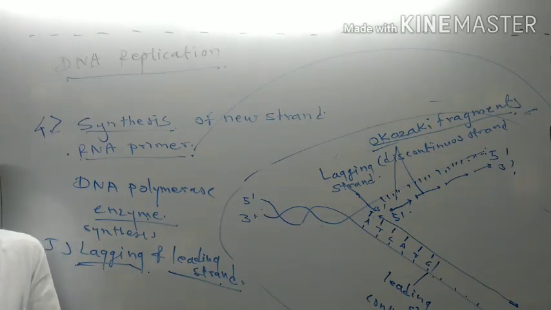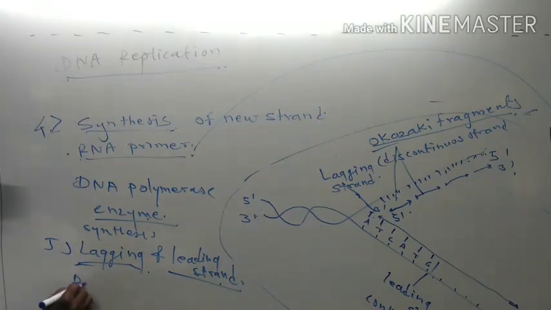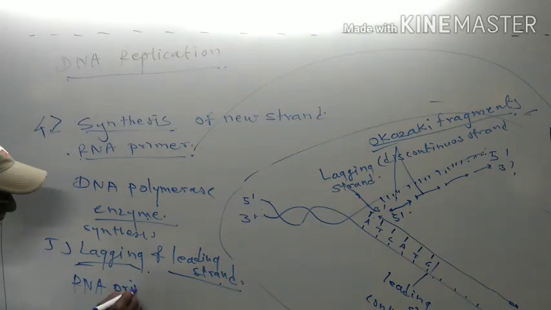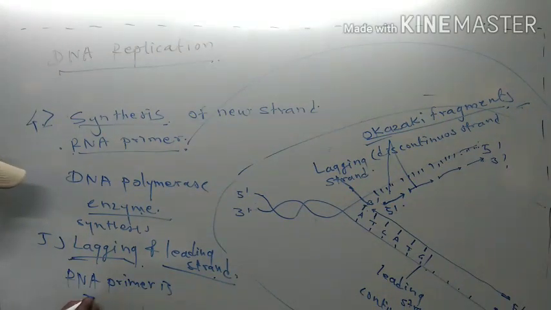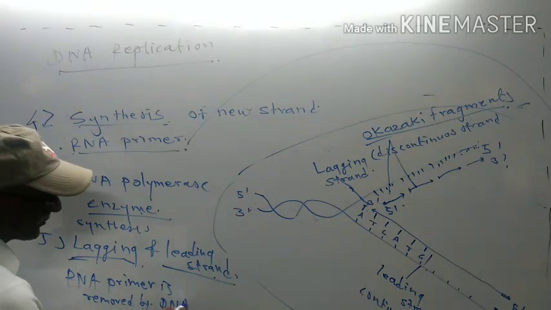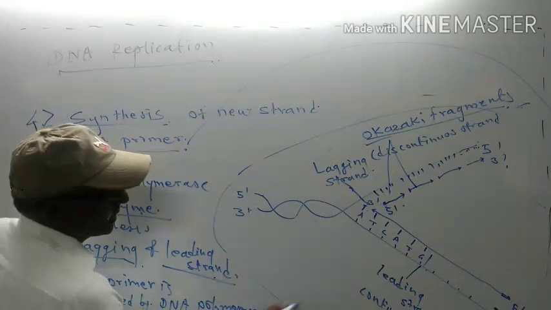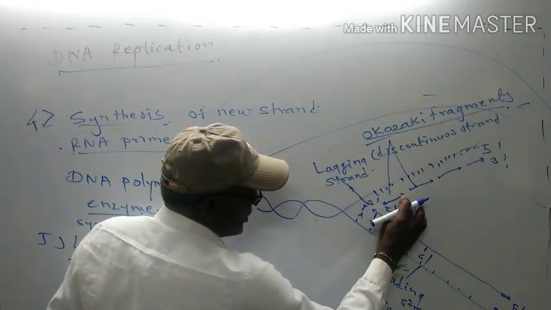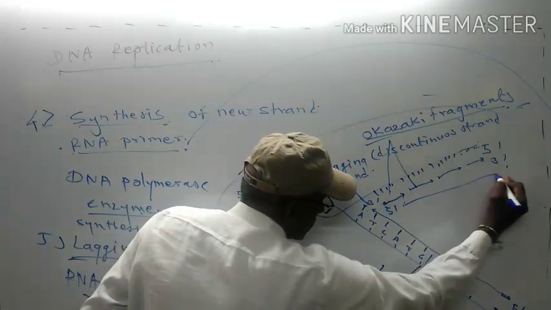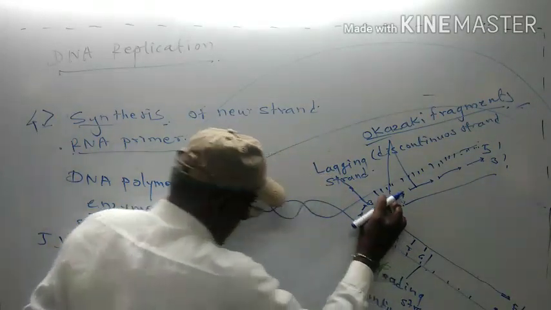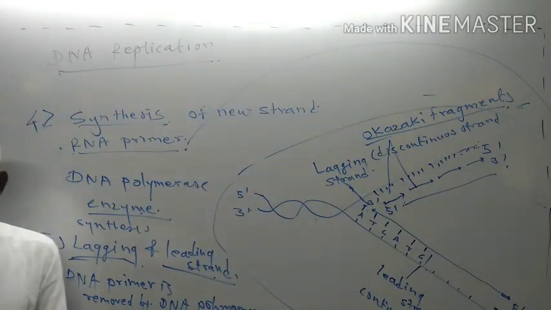They are Okazaki fragments, and these Okazaki fragments later on are ligated by ligase enzyme, and the RNA primer is removed by DNA polymerase I. DNA polymerase I. Because this RNA primer has to be removed to make a continuous strand. So this RNA primer is removed by DNA polymerase I.